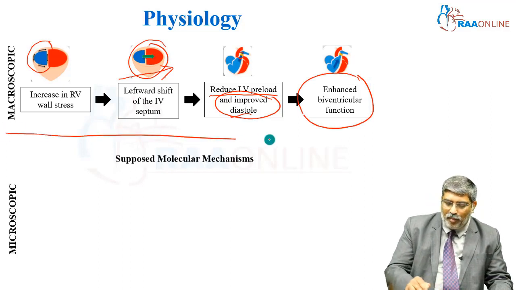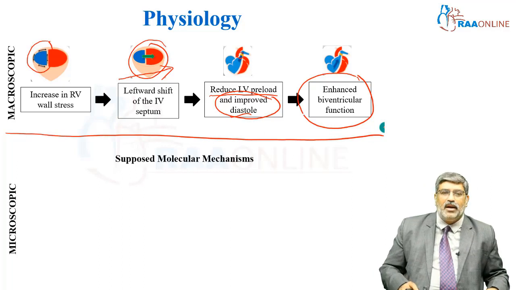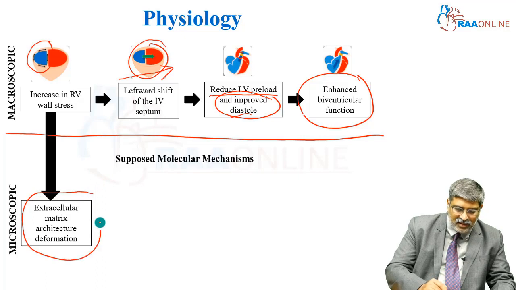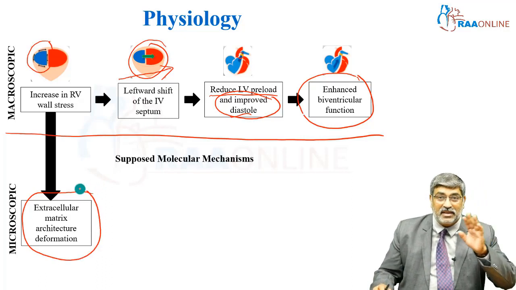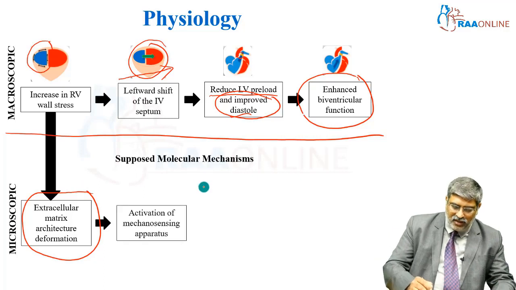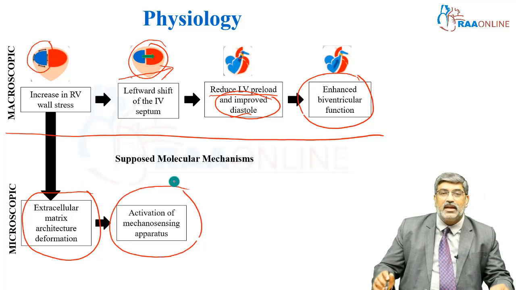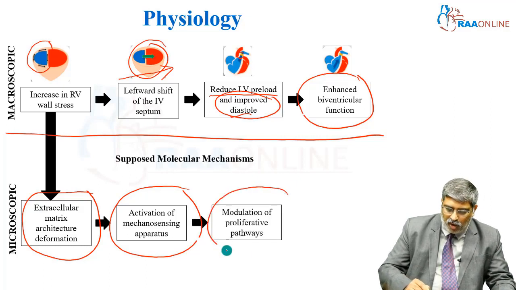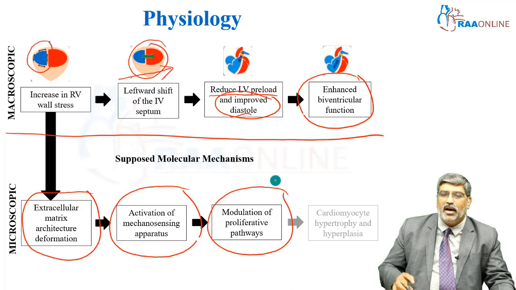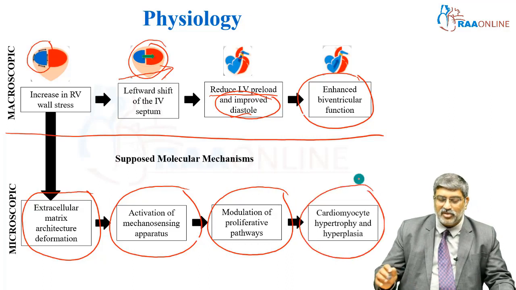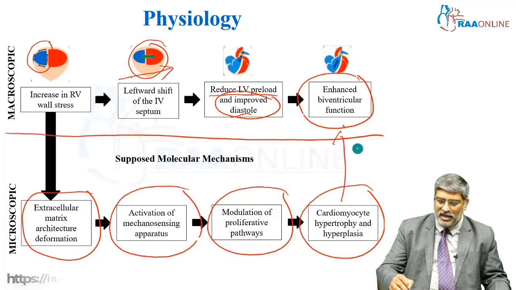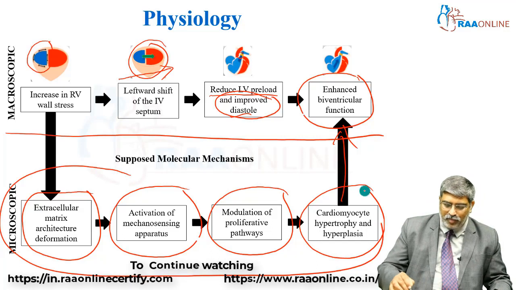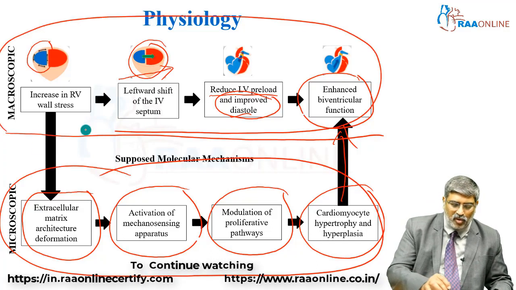This happens at the macroscopic level. At the microscopic level, with the initial increase in RV wall stress, there is extracellular matrix architecture deformation. Then there is mechanosensing apparatus activation. Once you place the PA band, there is modulation of proliferative pathways and there is finally cardiomyocyte hypertrophy and hyperplasia, which helps in enhanced biventricular function. So, these are all microscopic effects and this is the macroscopic effect.